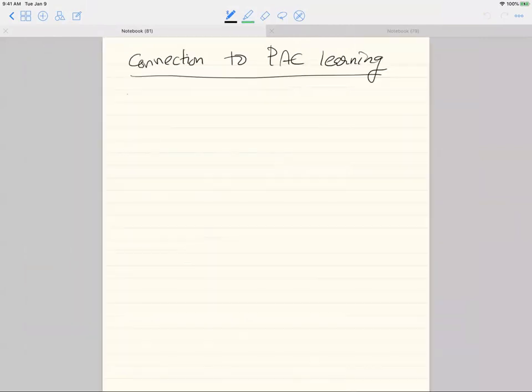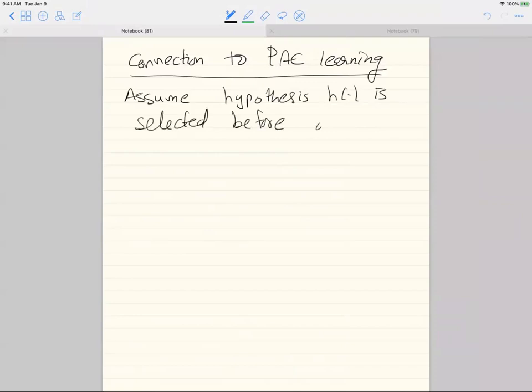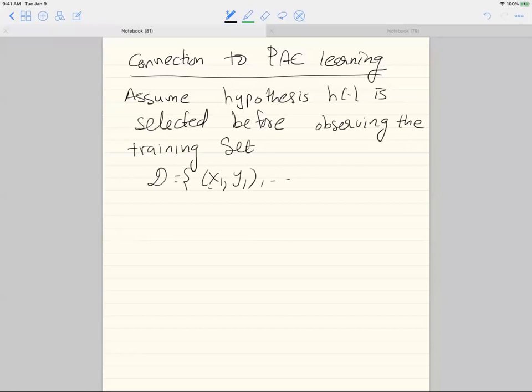So let's assume that the hypothesis H is selected before observing the training set. So it's a fixed hypothesis. It does not depend on the training data. We already decided beforehand, this is the model we want to use. If it is classification, we already decided which straight line we want to use as a classification boundary. So there is nothing really to learn here. Let's start with that very simple case.